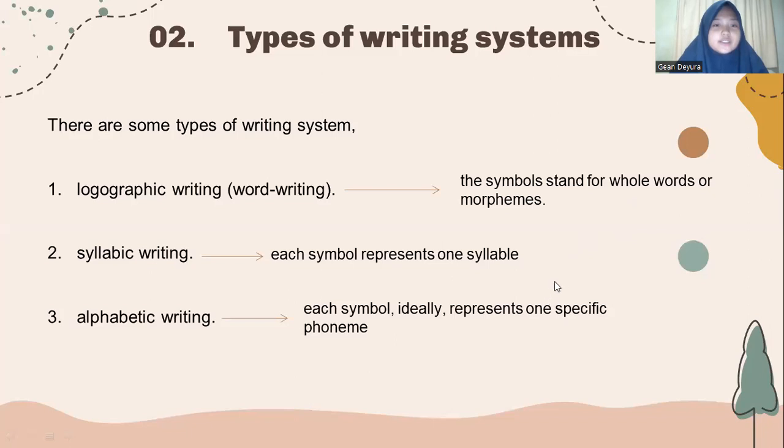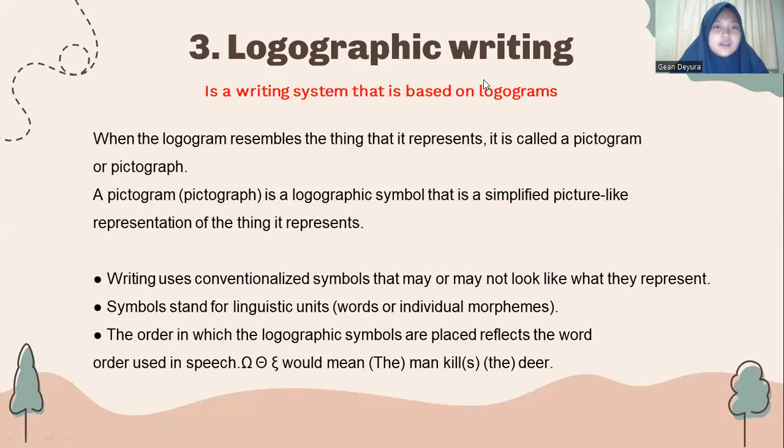The third is logographic writing. The use of logograms in writing is called logography, and a writing system that is based on logograms is called a logography or logographic system. When the logogram resembles the thing that it represents, it is called a pictograph. A pictograph is a logographic symbol that is a simplified picture-like representation of the thing it represents.